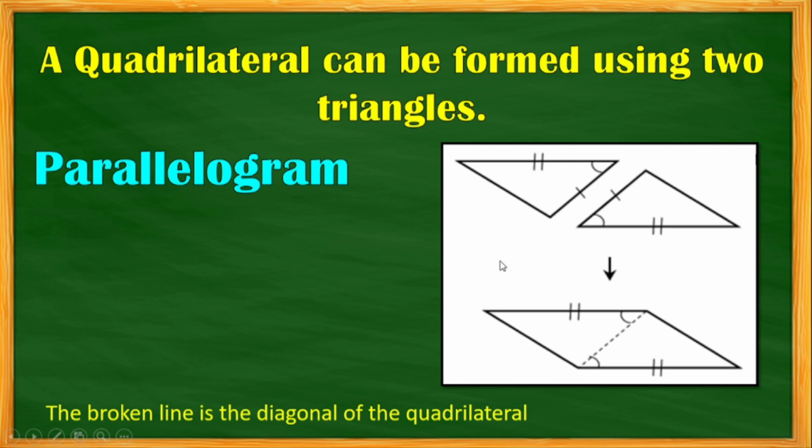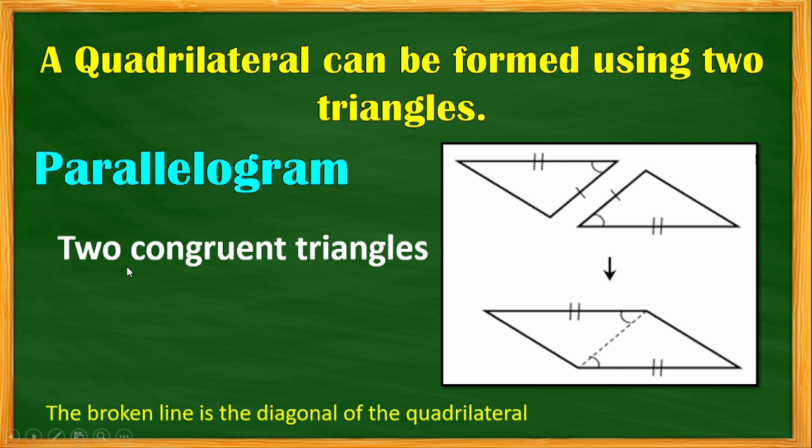And a parallelogram, to form a parallelogram using two triangles, you need two congruent triangles. So this would be using two scalene triangles with a pair of congruent sides. Either you're going to use a right triangle, isosceles right triangle, or equilateral triangle to form a parallelogram. So this would be the diagonal of the quadrilateral.